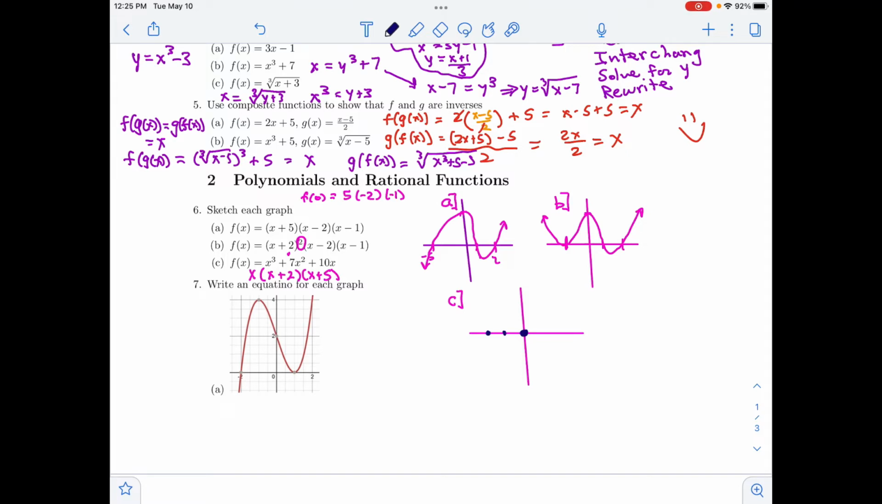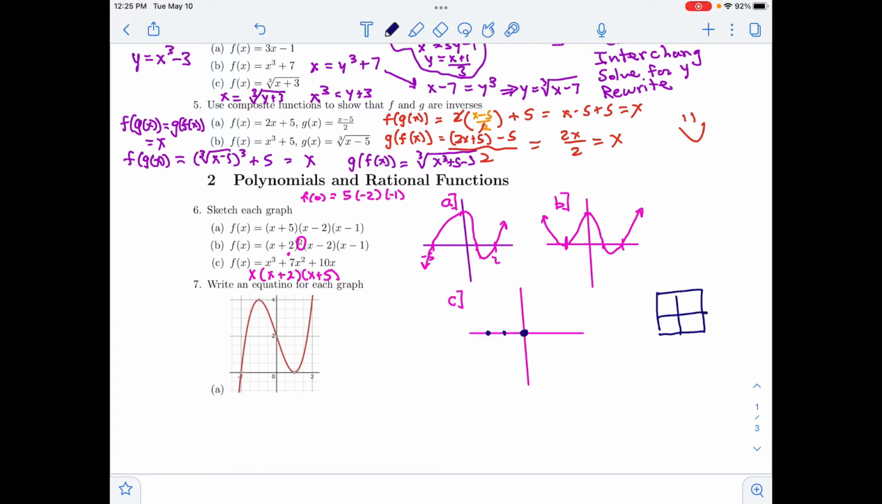Now, 0 is also a y-intercept. So we're going to start at the y-intercept and just trace through, but the question is, which way do we go? Do we start here and go up, or do we start here and go down? How do we do that?